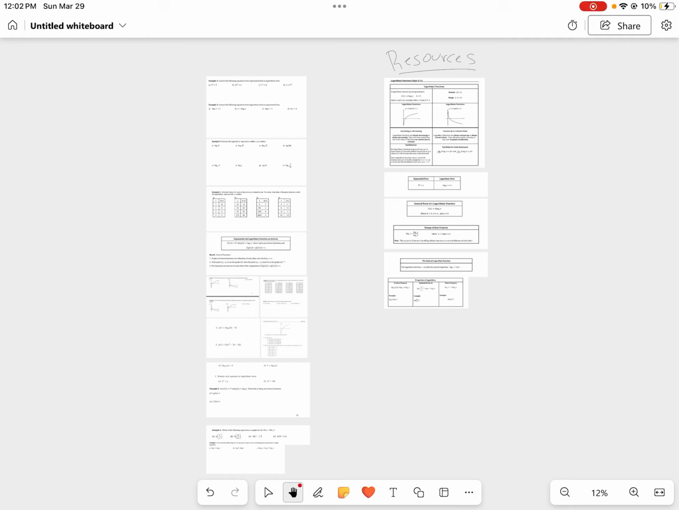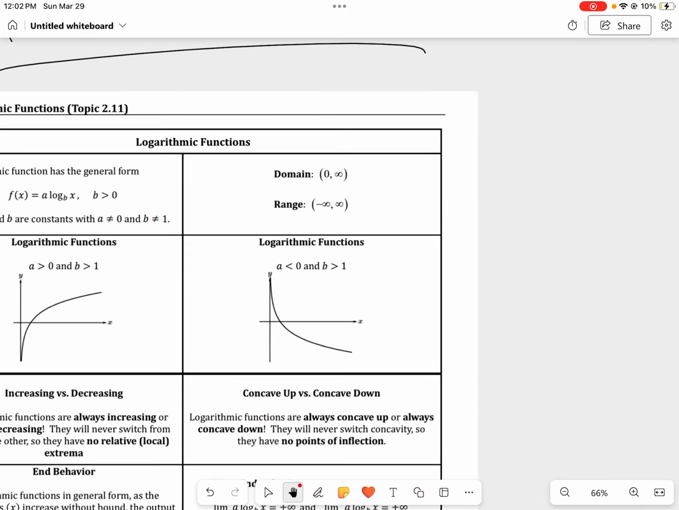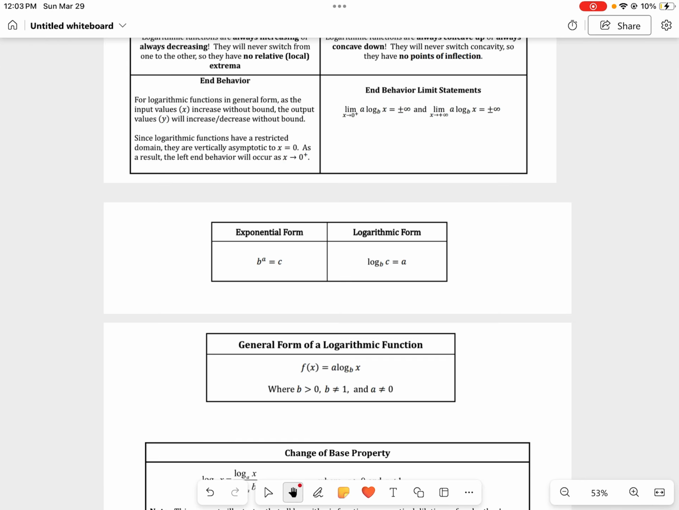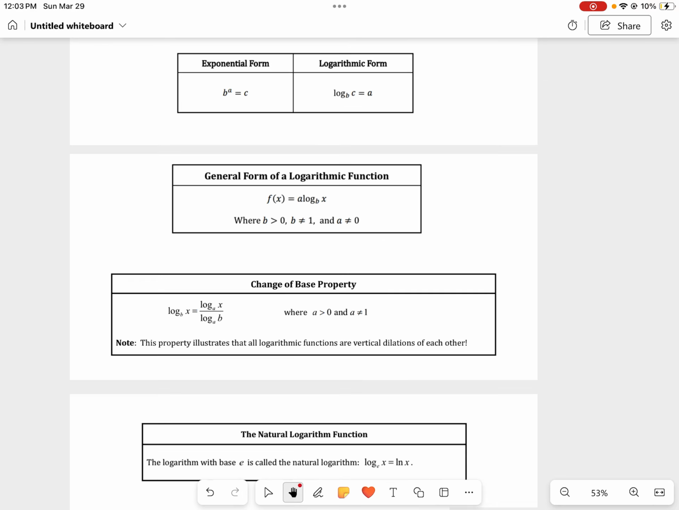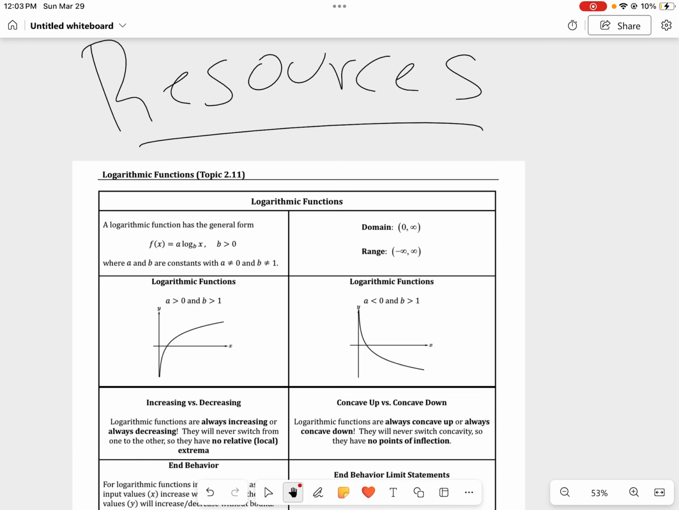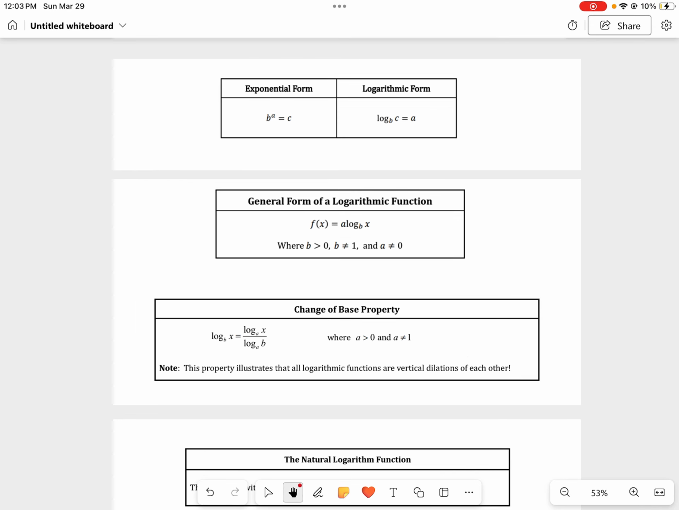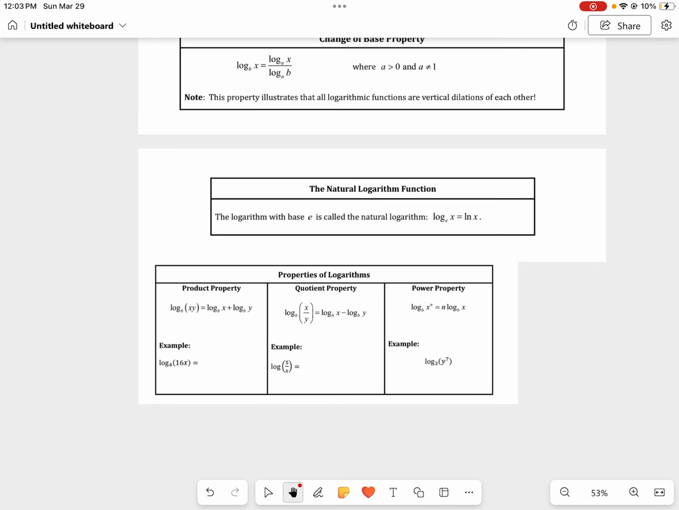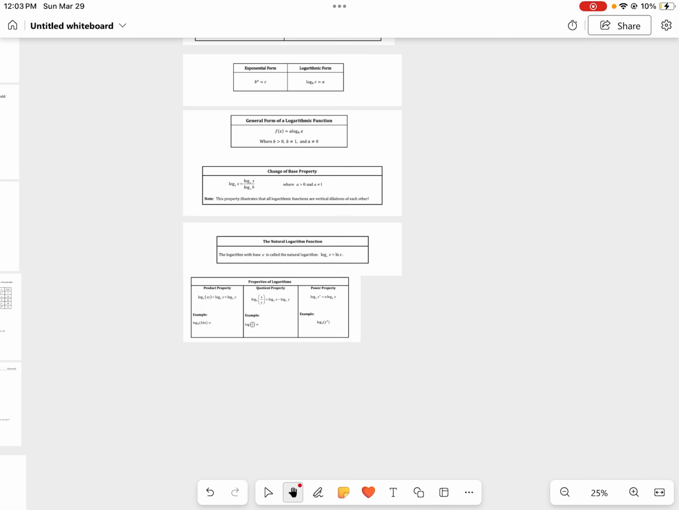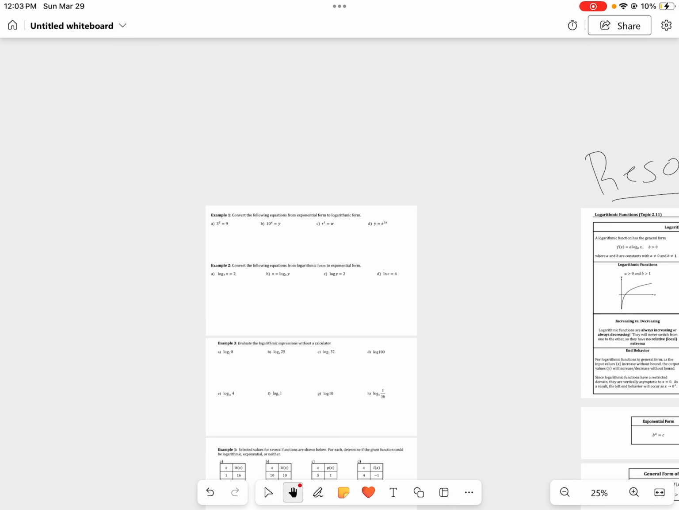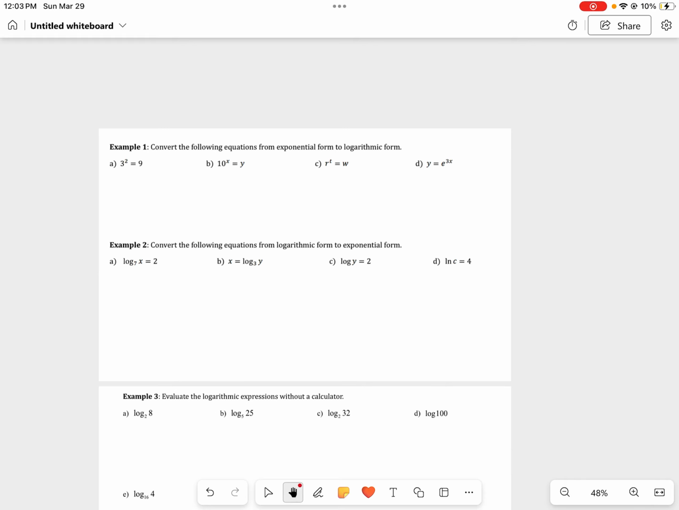So this is the test review for, I think, 2.9 to 2.13. It's the log stuff. I have resources for it right here. I think it's actually in random order, but these are more of the functions. These are forms, general forms, and properties. But over here I have the actual review, so it's good to go over it.